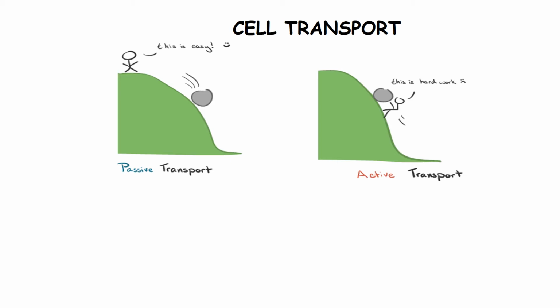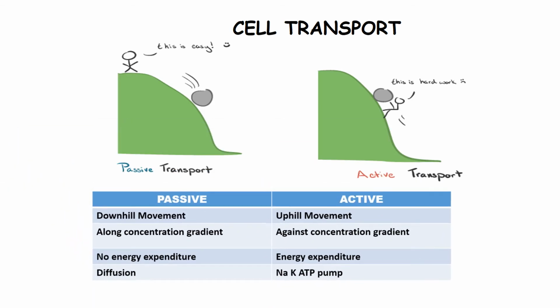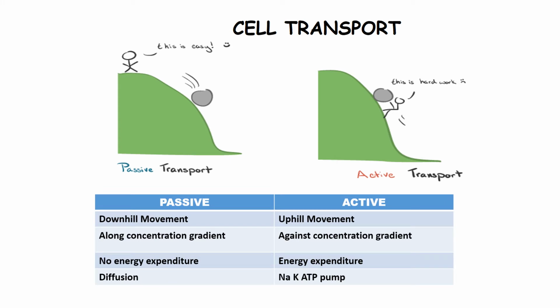If we apply the similar mechanism to cell transport, what do you see? We have two transport mechanisms, the passive transport and the active transport. When the movement is along the concentration gradient with no energy expenditure, it is a passive movement, and therefore passive transport is known as the downhill movement of substances. Whereas the active transport mechanism is an uphill movement of substances.